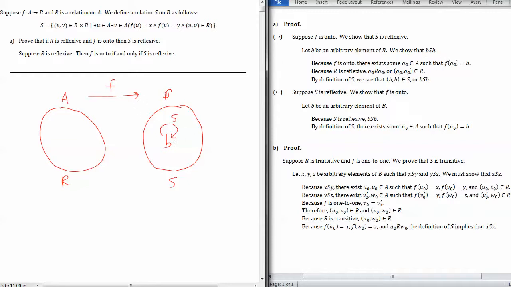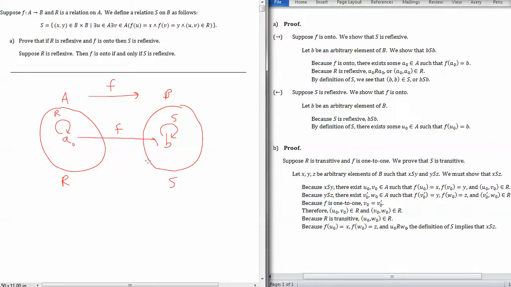Okay? And, well, we can go ahead and use that f is onto to arrive at some element a back here in A. I think I called it a naught in the proof, so I'll call that a naught, such that f of a naught is equal to b. That's because f is onto. And then we also are assuming that R is reflexive, and so anything back here in A is going to be related to itself by R.